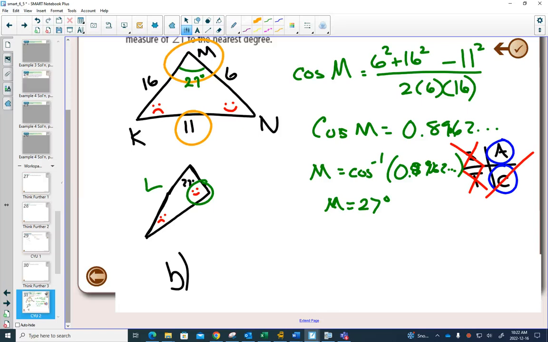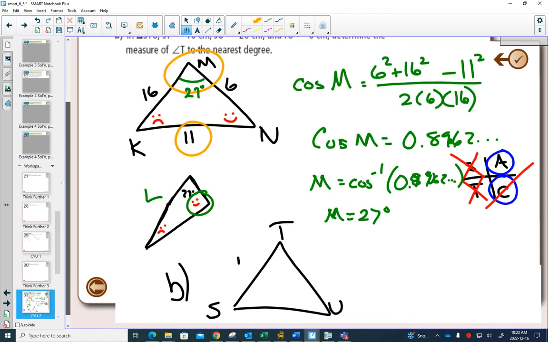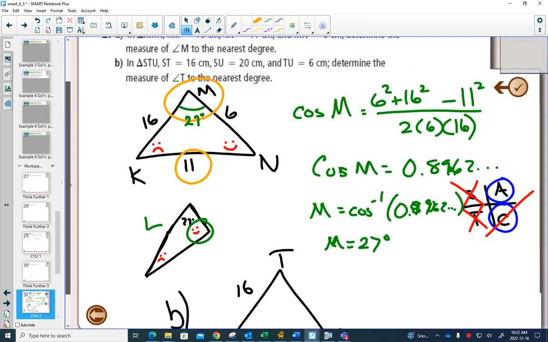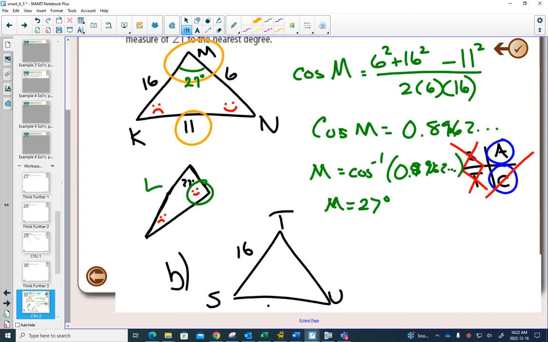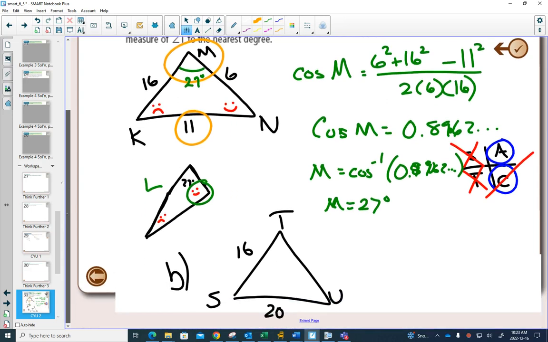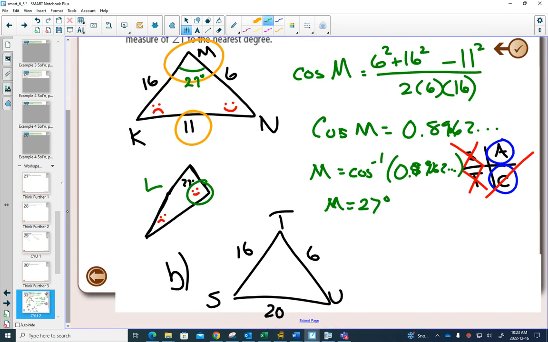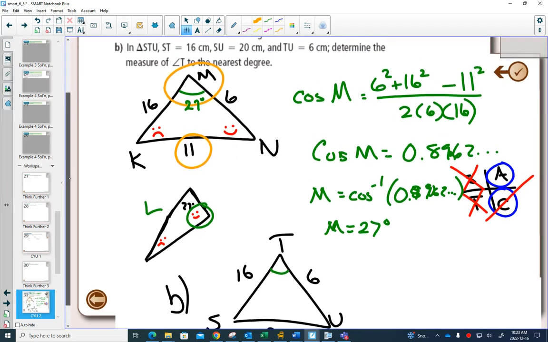Part B. We've got triangle STU. So again, I label STU. No wonder Stu has feelings. ST is 16. SU is 20. And TU is 6. Determine the measure of angle T to the nearest degree.